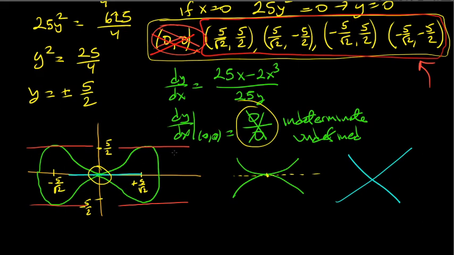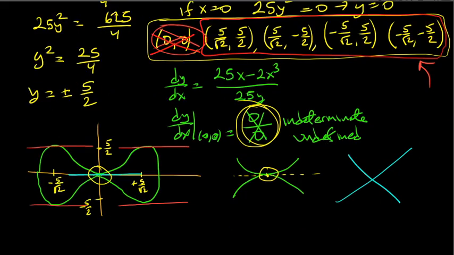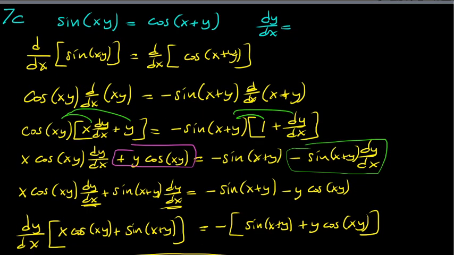Now this point's a little different over here because it looks like both of them are going to be 0, but it turns out, again, neither. So 0, 0 is not one of the answers. The derivative does not exist at 0, 0. So I hope that helps. And let's keep going.